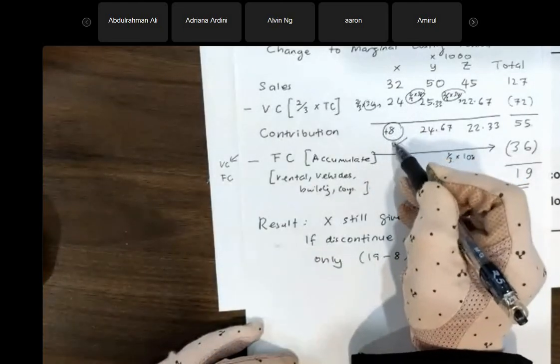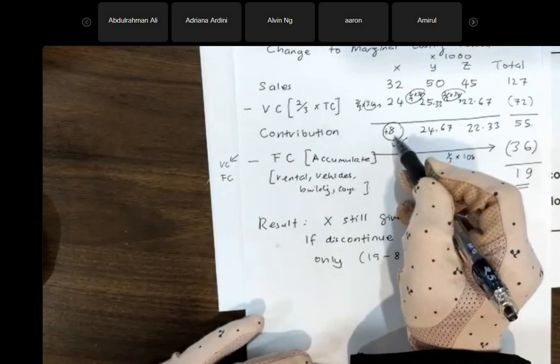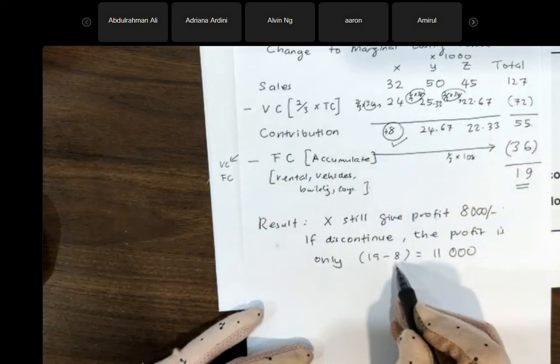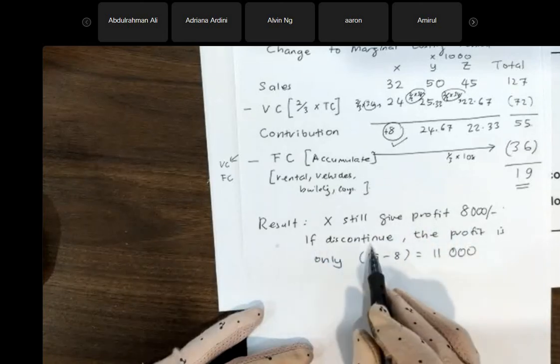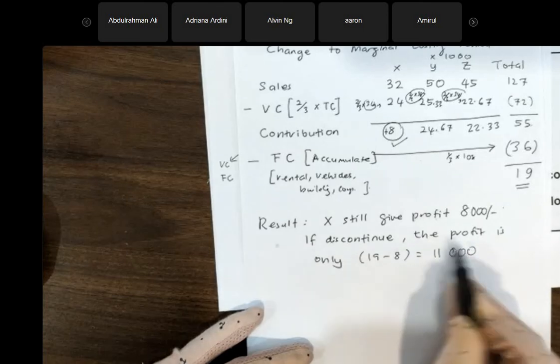Maknanya, if you don't want to produce X, your profit here 8,000, you do not receive lah. You do not receive this 8,000. But if you produce, you get the extra 8,000. X still give profit 8,000. If this discontinue ataupun if terminate, the profit is only 11,000.